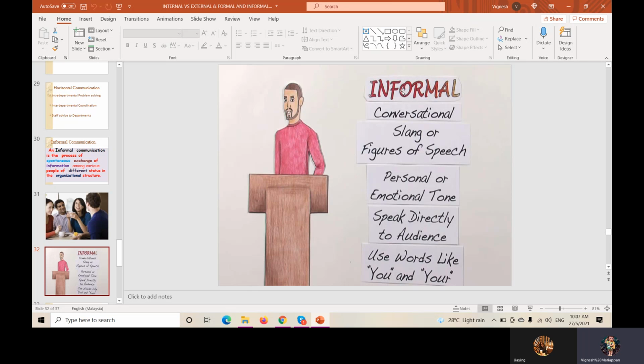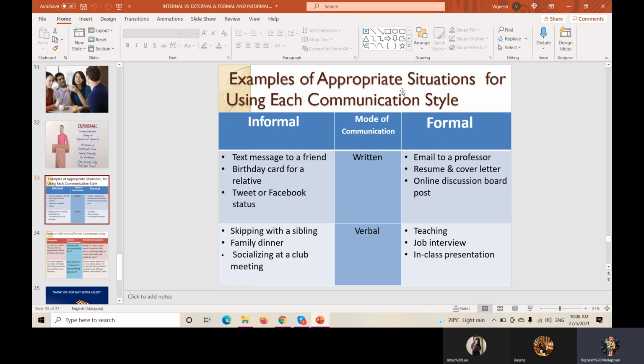So you will speak directly to the audience as well. So you can use the word you or your, whatever words, just don't use any disrespectful words. You can use you, you can use your and anything. We call it only for informal communication. And then okay, now we have examples of situations showing how we are going to differentiate informal and formal communication.